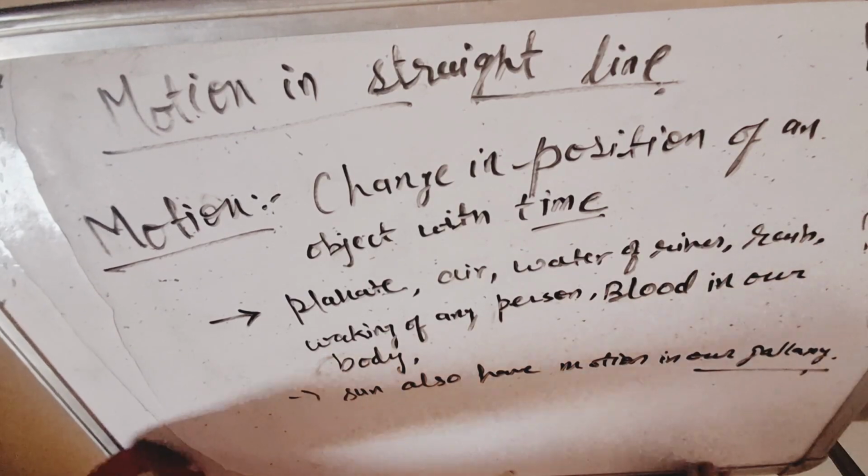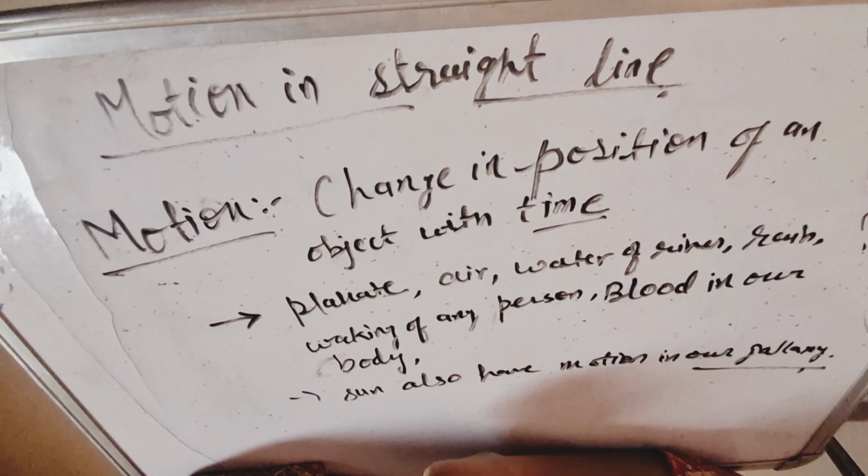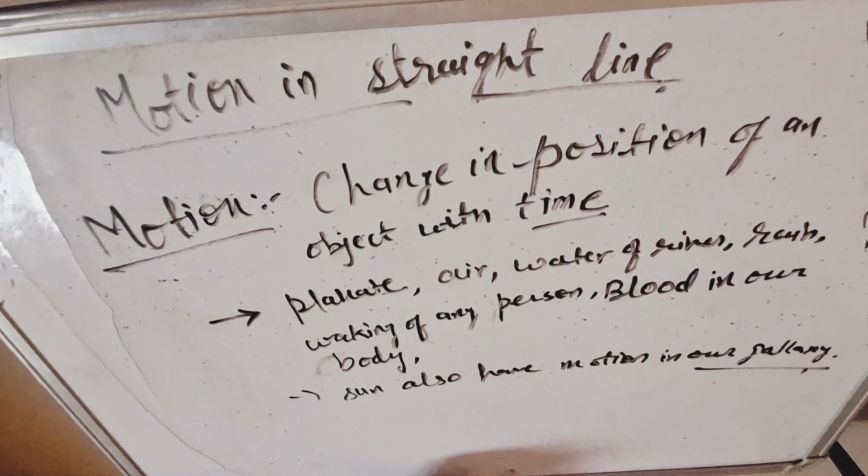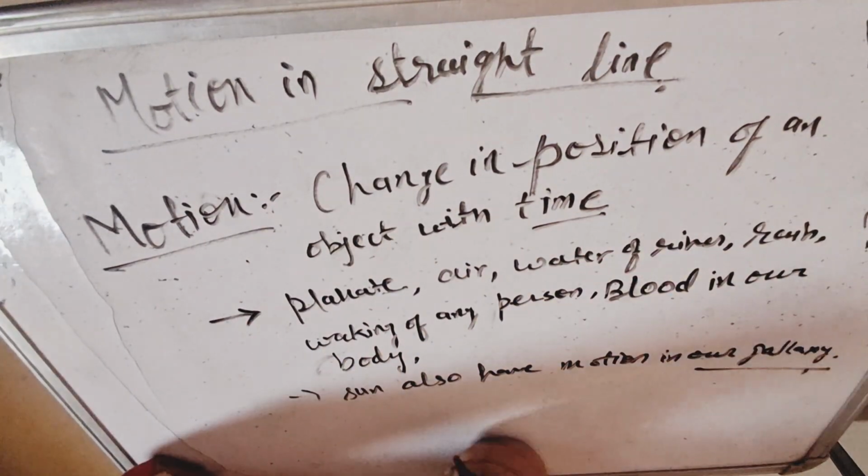I know I have some spelling problems. Basically, an object which changes position with time is said to be in motion. In this chapter we will study the motion of an object in a straight line.